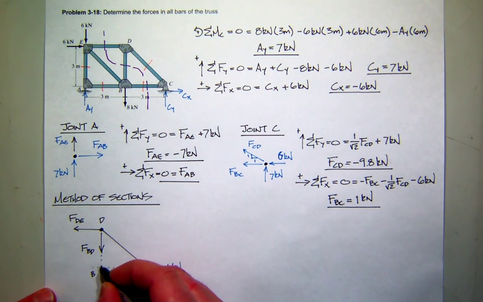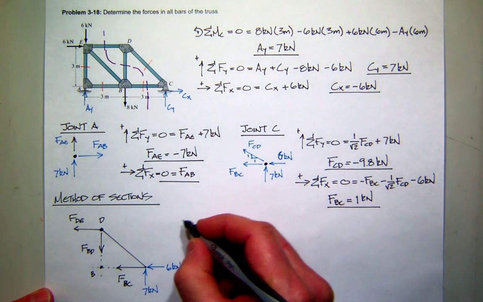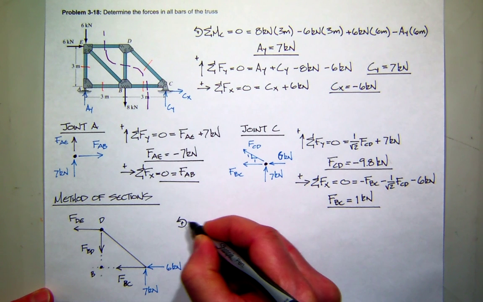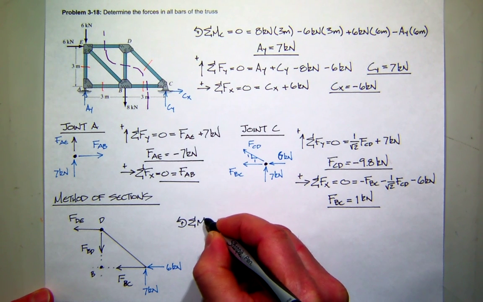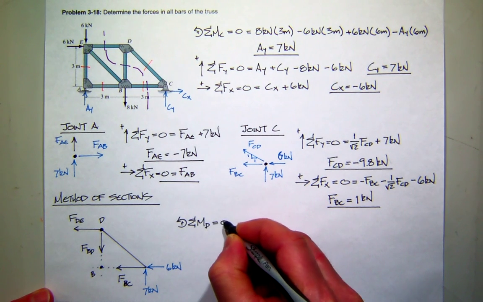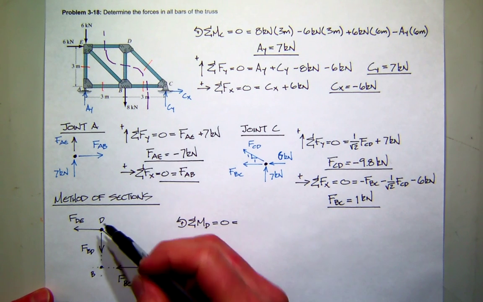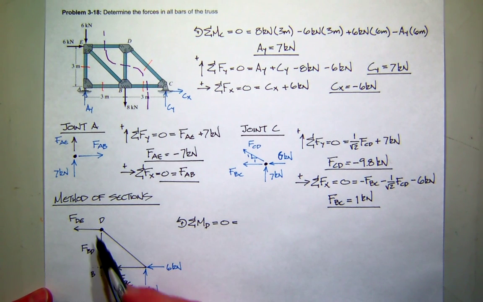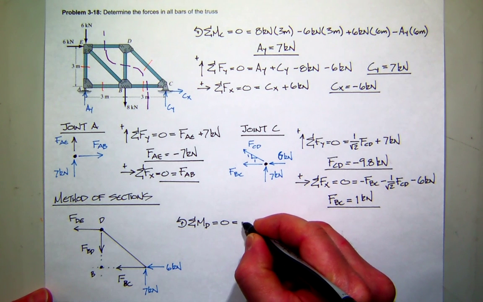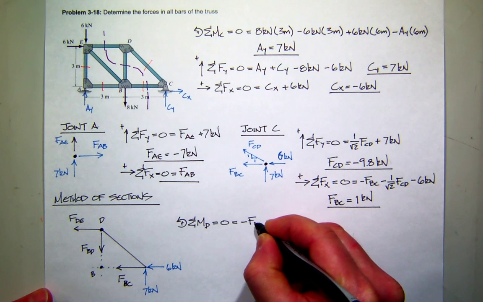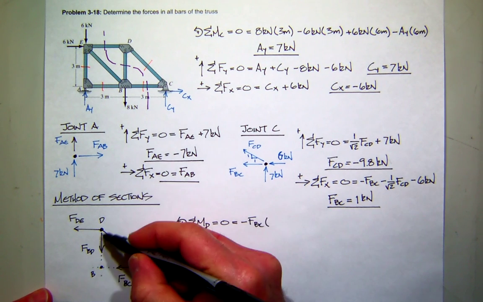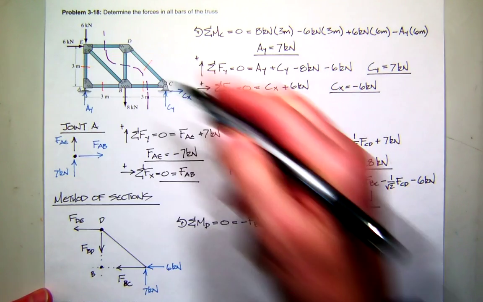So since you guys said D first, that's the one we'll do first. So let's sum moments about D and make sure everything's in equilibrium. So about D, the force DE and the force BD create no moment, but the force BC does. And what kind of moment would that create? Negative. And its moment arm would be the height of the truss, which is 3 meters.